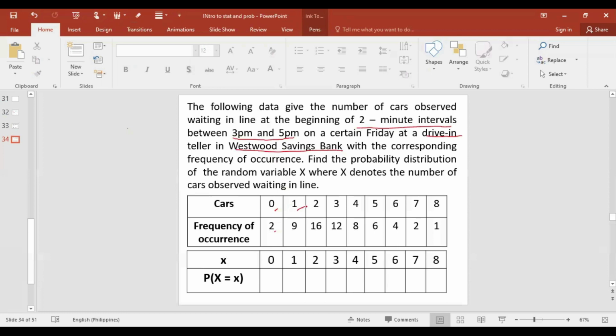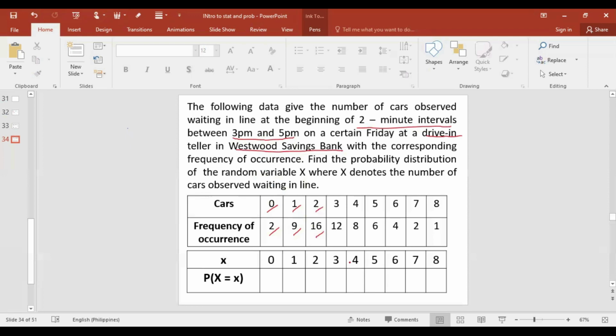Meron ding isa lang yung nasa pila, and 9 beses yan nangyari sa loob ng 3 to 5 p.m. Meron namang 2 yung nakapila, at nangyari siya 16 times. So, kada 2 minutes, binibilang nila kung ilan yung nakapila.